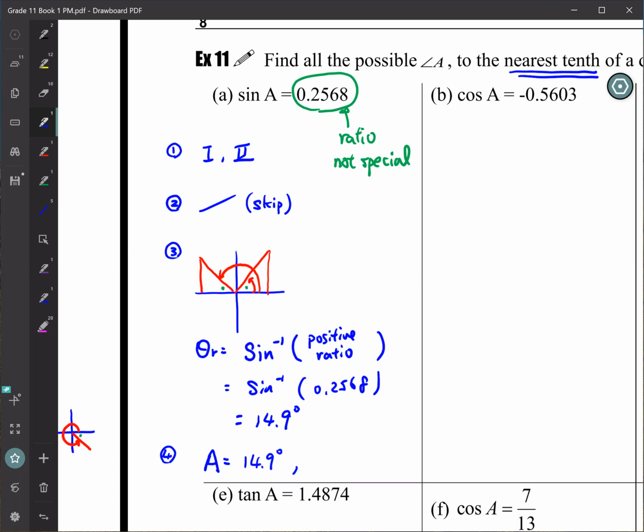So that'd be 166.1. That's right. Okay, so 180 subtract 14.9. Okay. Wait, is it? I think it's too big. Can you try again?